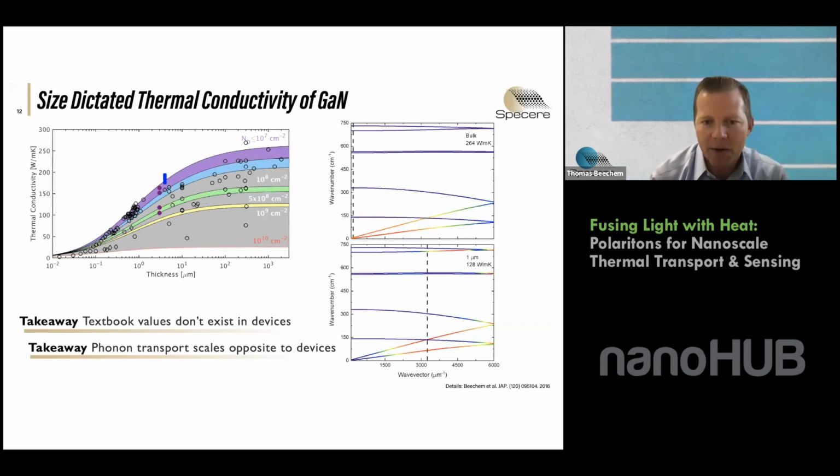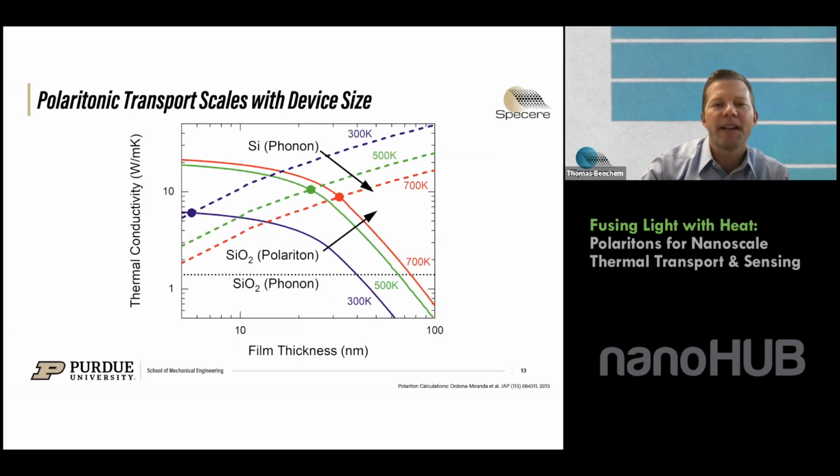And then on the other side of the coin, the other thing to realize is that although all our devices are going down in size, our ability to move heat is also going down when we really need it to go up, because the heat fluxes are increasing. And so I just want to explain that polaritons scale in the opposite direction.